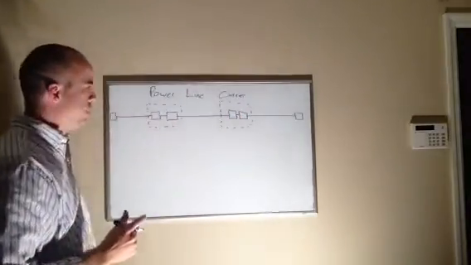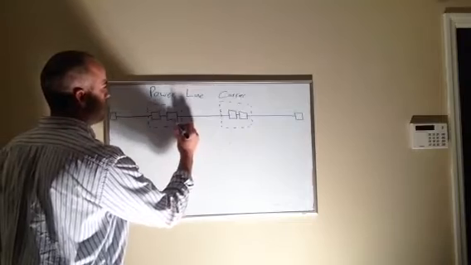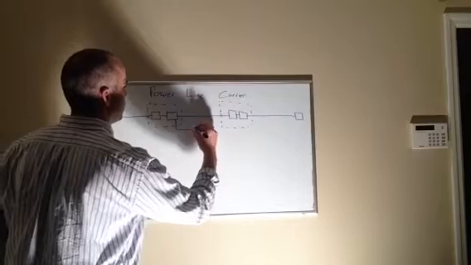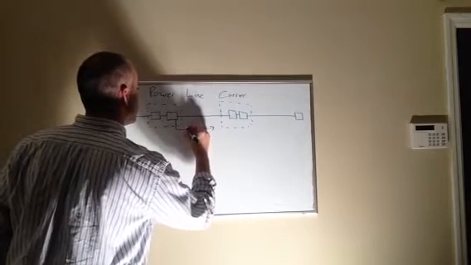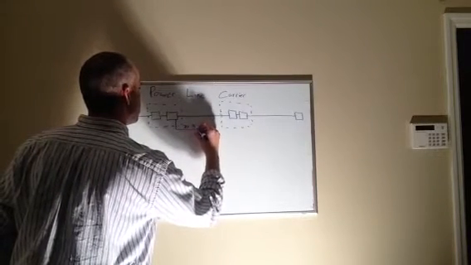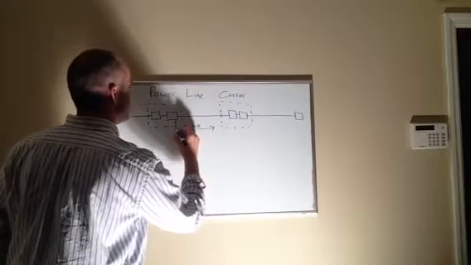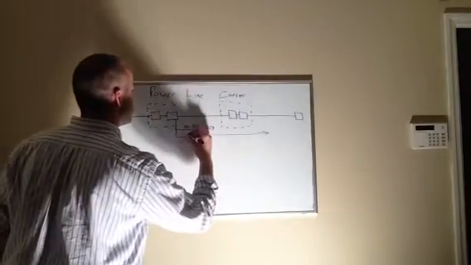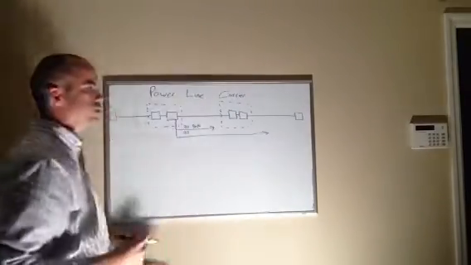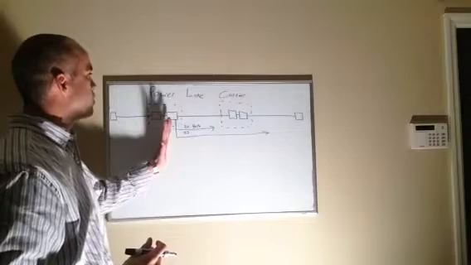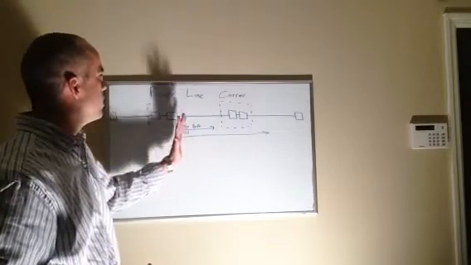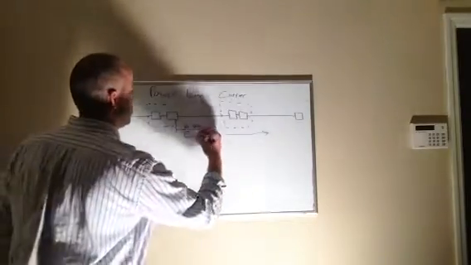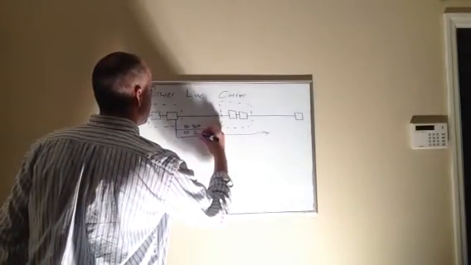Okay, now Zone 1 is going to look out 90% of the transmission line, forward looking. Zone 2 is going to look around 120% of the transmission line. So Zone 2 from this breaker is looking the entire length of this transmission line, through the bus, 20% into the next line. 120%.